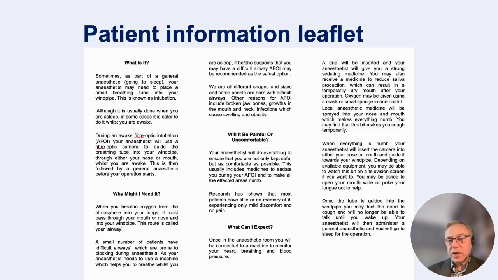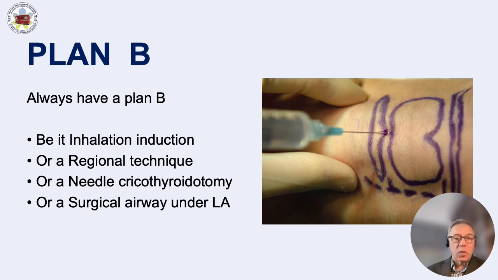So this patient can read. Before you start, always have plan B, because awake fibre optic intubation can fail. And your plan B could be inhalation induction, regional technique, if it's possible to perform under regional anesthesia, needle cricothyrotomy, or indeed a surgical airway under local anesthesia.